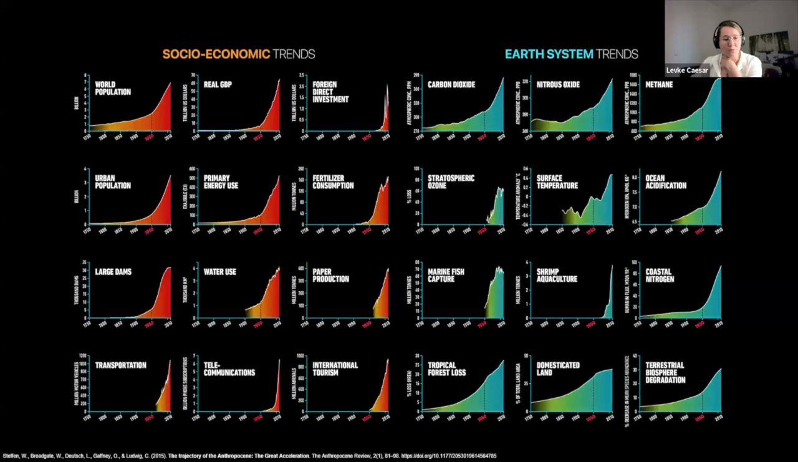Why we call it the Anthropocene becomes particularly evident when we examine how key socioeconomic trends that you can see on the left-hand side correlate with those of the Earth system. So all these time series start in 1750, which, as I just mentioned, marks the beginning of the first industrialization in Great Britain, with inventions, for example, of the steam engine or the mechanical loom.